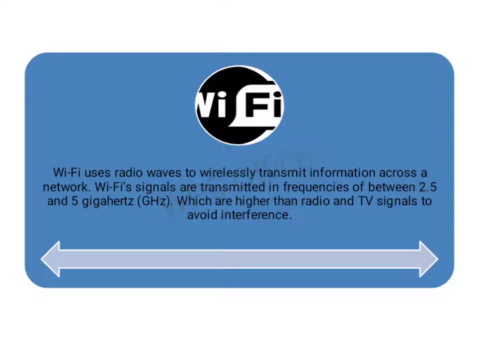Now let's talk about the most popular types of wireless communication, the Wi-Fi. So the Wi-Fi stands for wireless fidelity. It uses radio waves to wirelessly transmit information across a network. Wi-Fi signals are transmitted in frequencies of between 2.5 and 5 gigahertz, which are higher than radio and TV signals to avoid interference. We already know about Wi-Fi because now, usually we are using Wi-Fi for our studies, and also schools and business offices are using Wi-Fi.